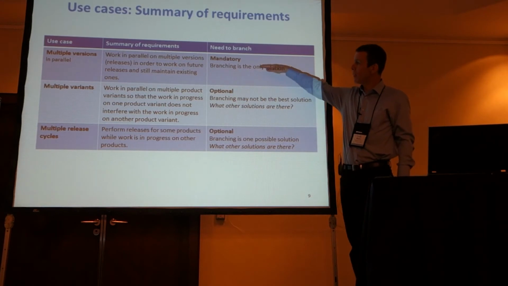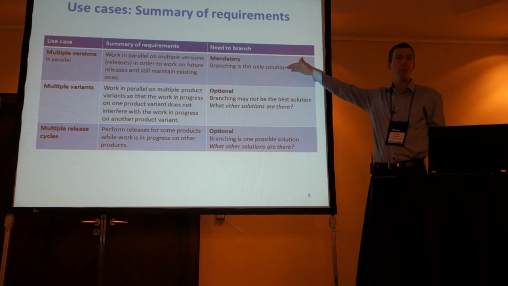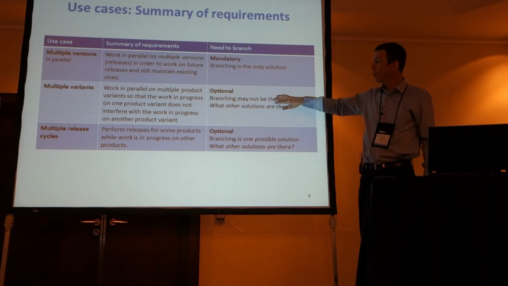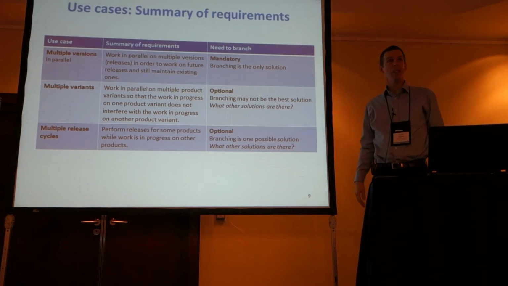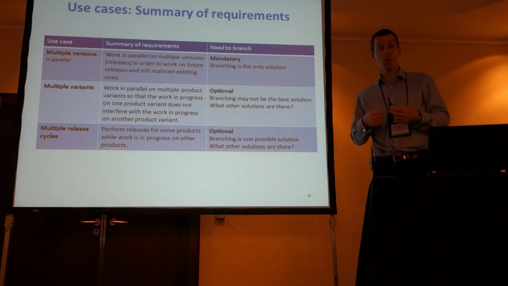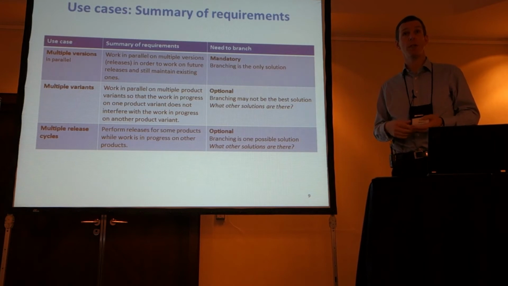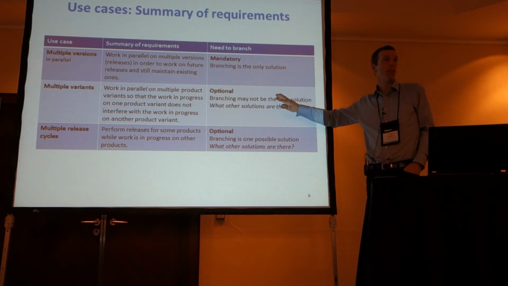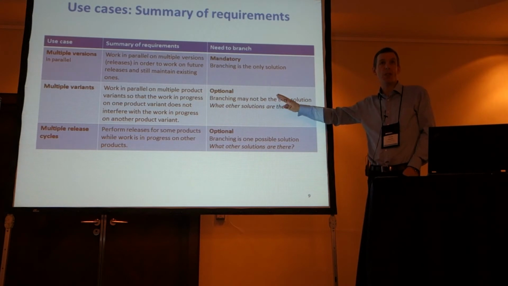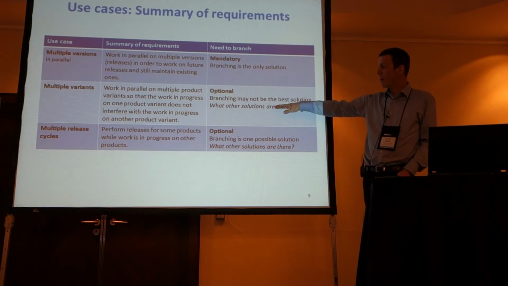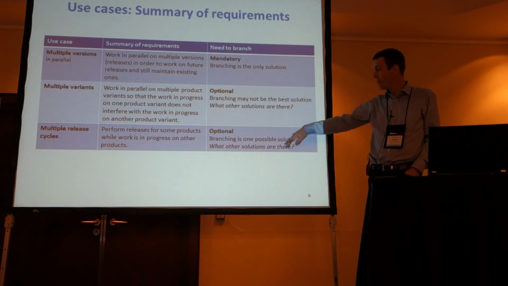So I would say that for the first use case, if you're managing several versions in parallel, branching is the best solution. For the multiple variants, I think it depends what your variants are. You need to be inventive and come up with your own solution for your own requirements. There's not one best solution here, but it's definitely not branching. Branching is probably a solution, but probably not the best. So if you can think of any, we can talk about this during the Q&A maybe.